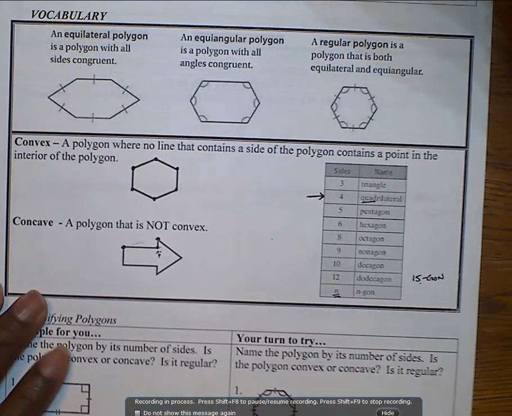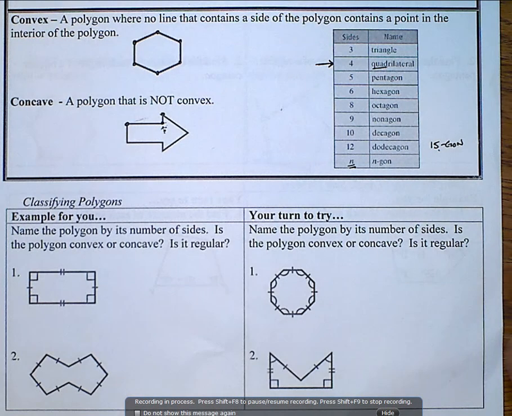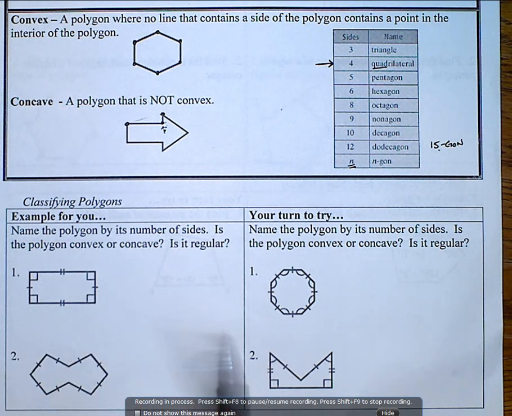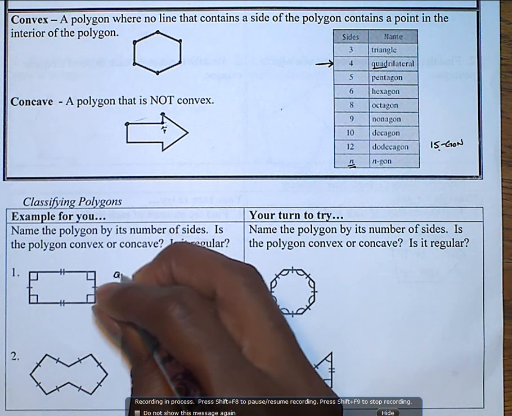Alright, so a couple examples we're going to go through and see if we can classify these polygons as convex or concave, say whether it's regular, and then name it by its sides. So number one, I'm looking at it, it has 1, 2, 3, 4 sides. So I'm going to call this a quadrilateral.